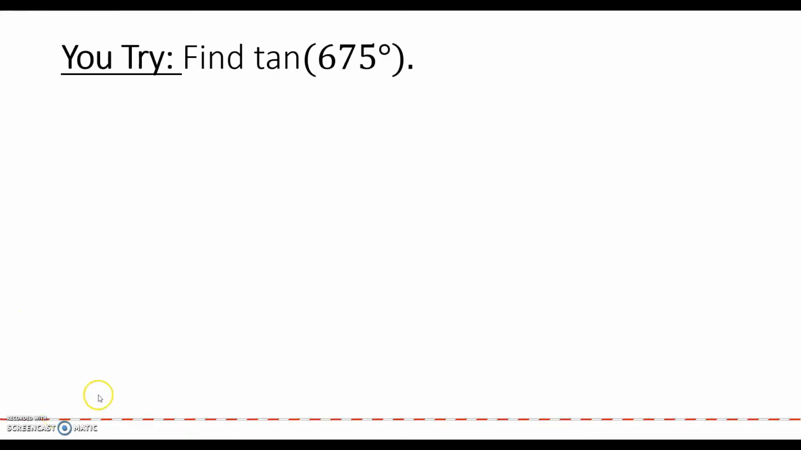Okay, I want you to try this problem. I want you to see if you can find the tangent of 675 degrees. Go ahead and pause the video for a moment and find the tangent of 675 degrees.